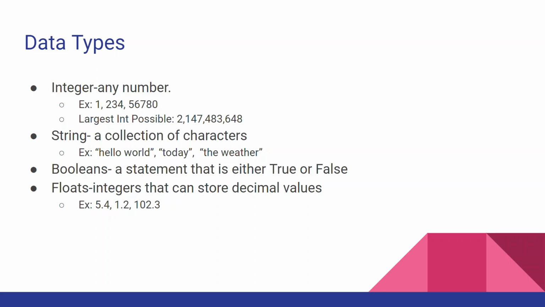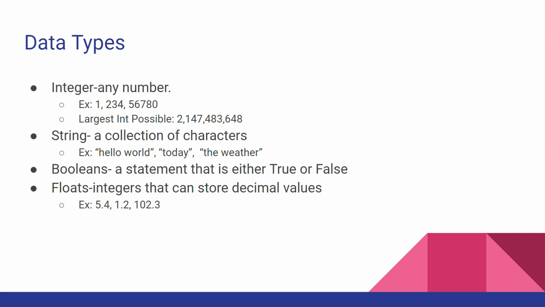Now let's talk about string. A string is basically a collection of characters. Characters are basically the letters in the alphabet, such as A, B, C, D, E, F, G, and so on, right? So an example of a string would be hello world, as we saw in the previous slide. We can also have today, the weather, and others. But an important thing to note is that your string should always have a quotation mark at the beginning and a quotation mark at the end.